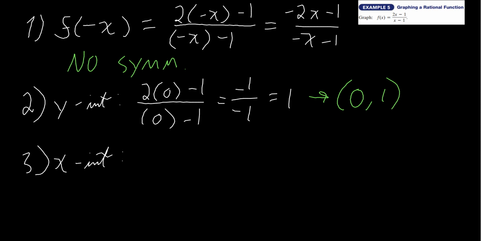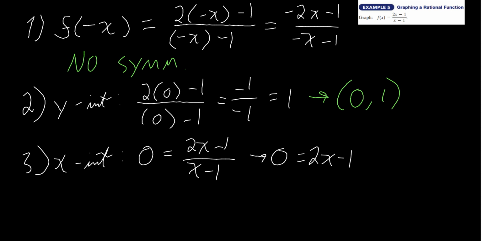Okay, so for the x-intercept, you set y equal to 0. So 0 is equal to (2x minus 1) over (x minus 1). If we multiply both sides by x minus 1, we end up with 0 is equal to 2x minus 1. If we solve for x, we have x equals 1/2. So my only x-intercept is (1/2, 0).